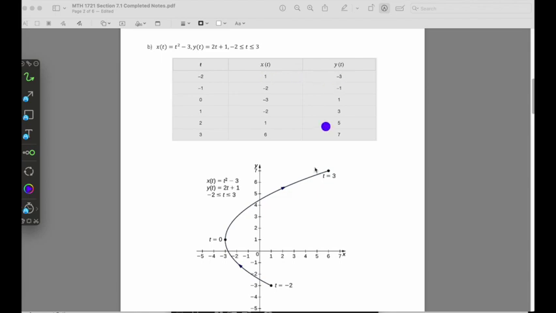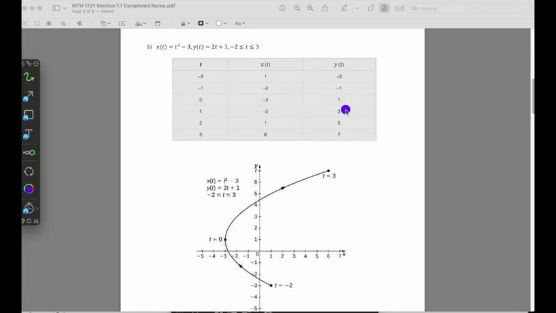We're going to plot 1, -3. So here's 1, here's -3. There's our first point. Then -2, -1 is going to be right here. Then -3, +1 is going to be right here. That's when t is 0.